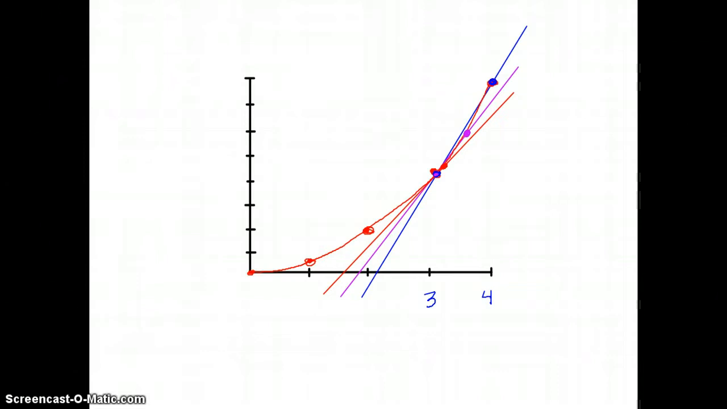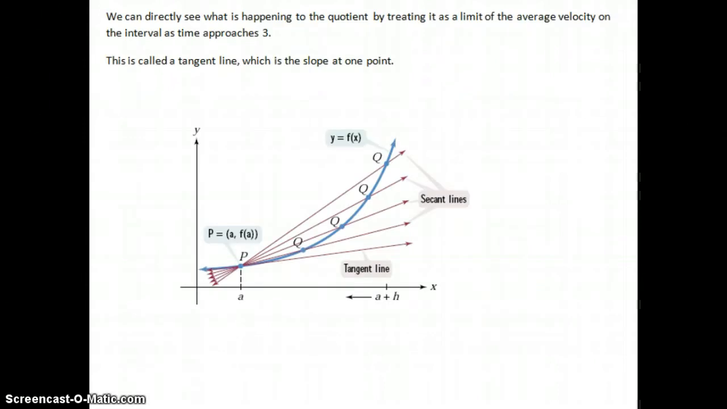But let's talk about these lines here. These are known as secant lines. Secant lines are the average between 2 points. And what we want to find is the slope of a tangent line, which is actually the rate of change that only touches the graph at 1 point. So we want to see what happens as we get closer and closer and closer to 3.